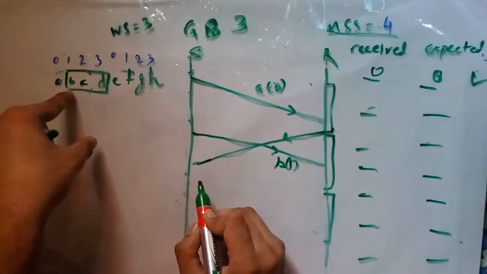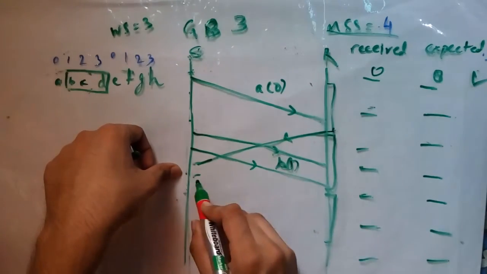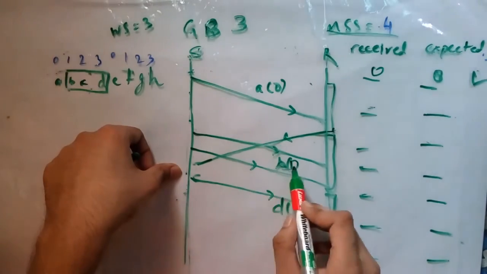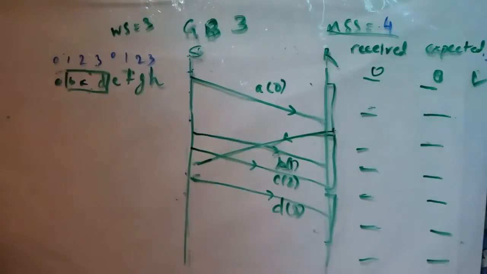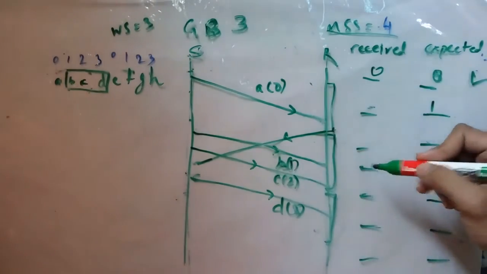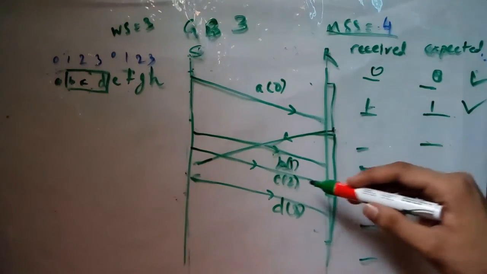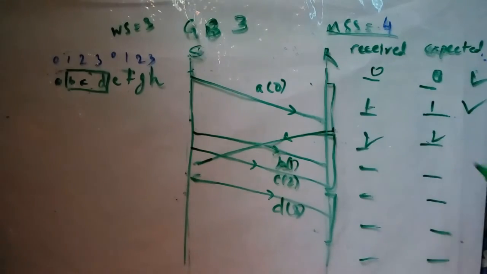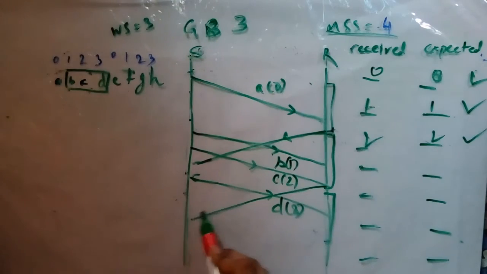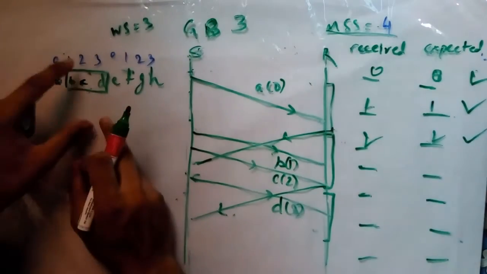Now how many packets are in the window? 3: B, C and D. B it has sent, after that it would send C also, after that it would send D also. D with sequence number 3, C with sequence number 2. Okay, after 0 it would be expecting 1. What does it receive? B with sequence number 1, yes, it accepts it. Then it would receive 2, 2 expected, received. Then it would send an acknowledgement that yes, I have received B and C, both the packets.